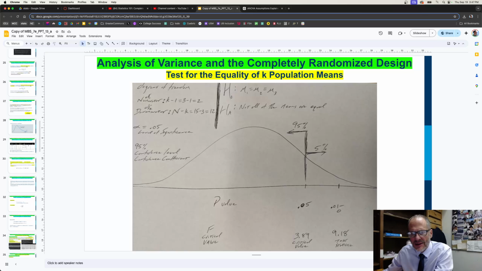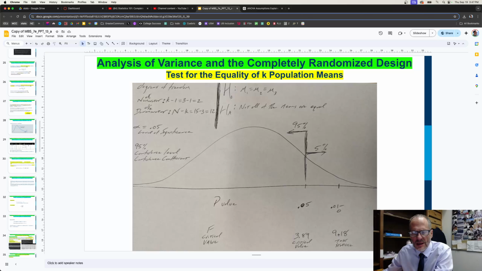Well, then we need to calculate our test statistic. And there's going to be a way to do that, and we're going to see that for testing for the equality of k, where k is an unlimited amount of population means greater than or equal to 3. But we're going to see how we calculate our F test statistic coming up.